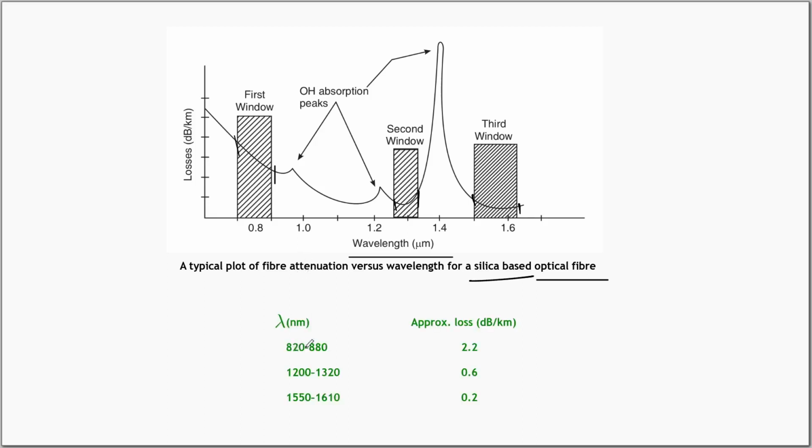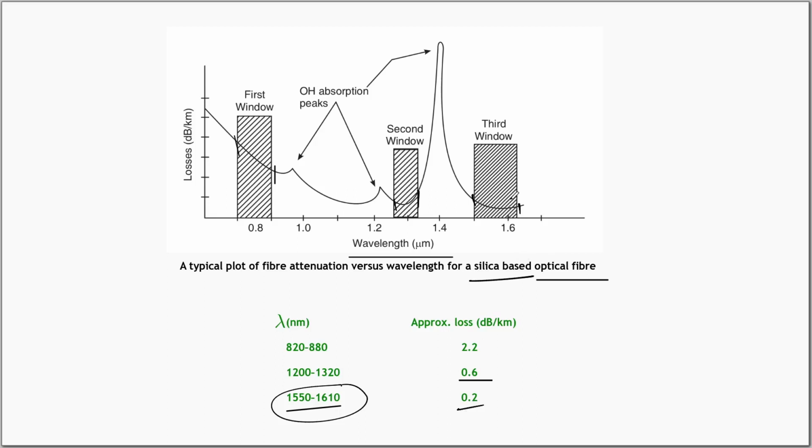Here the windows and their wavelengths are given. This is the first window, that is 820 nanometers to 880 nanometers. In this range of wavelengths, the optical fiber would offer 2.2 dB per kilometer loss. Similarly, when you use light between 1200 to 1320 nanometers, one can see 0.6 dB per kilometer loss. When 1550 to 1610 nanometers of light is used, we get 0.2 dB per kilometer loss, which means around 1550 to 1610 nanometers we have the minimal losses in the optical fiber materials.